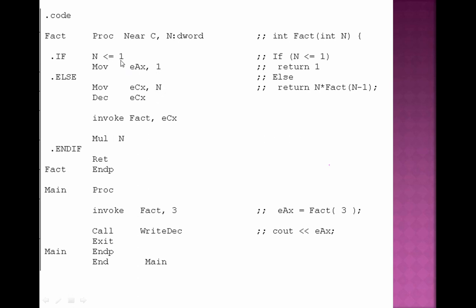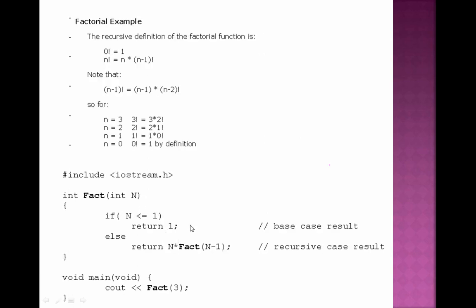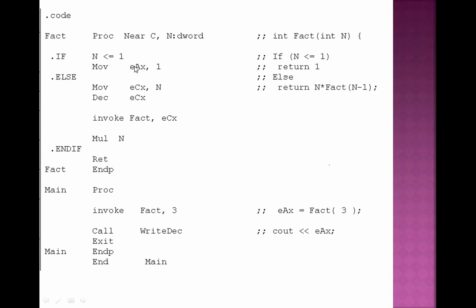1 to the EAX. EAX is your register, else move n to ECX. That is, if n is greater than or equal to 1, this is the result, return 1. This is put 1 into EAX and then finish. Else put n into ECX, so that we can find return n into factorial n minus 1. This is your decrement, decrement ECX value every time. So this n is stored in ECX. Now decrement the value of ECX one by one. That is 5 becomes 4, 4 becomes 3, 3 becomes 2, 2 becomes 1, and 1 becomes 0.